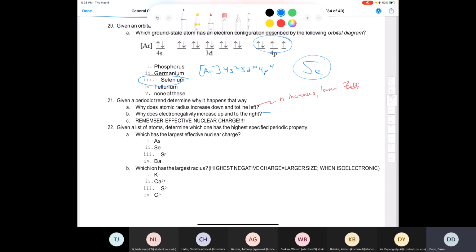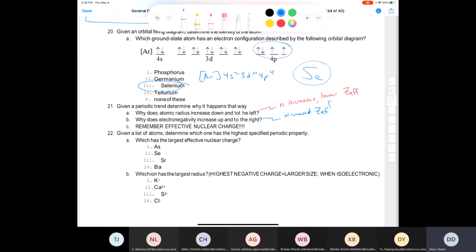Why does electronegativity increase going up and to the right? It's just because of increased effective nuclear charge. Also, the atomic radii get smaller, so smaller atoms.